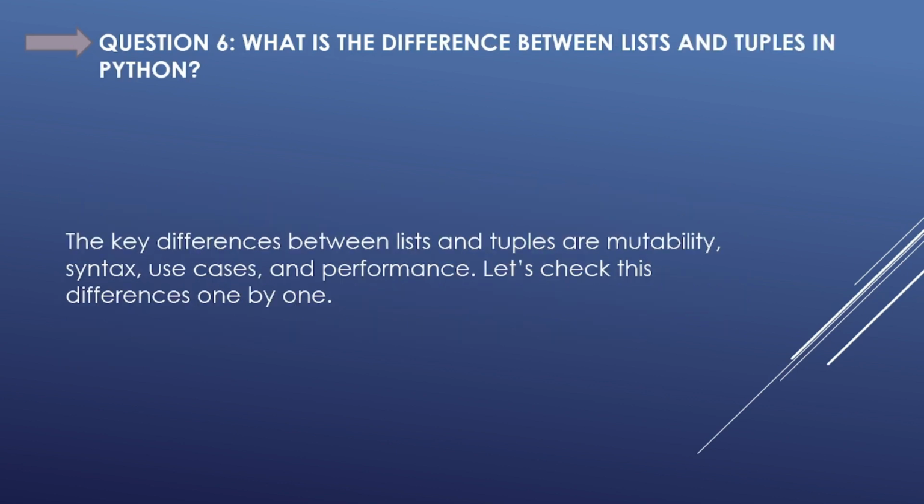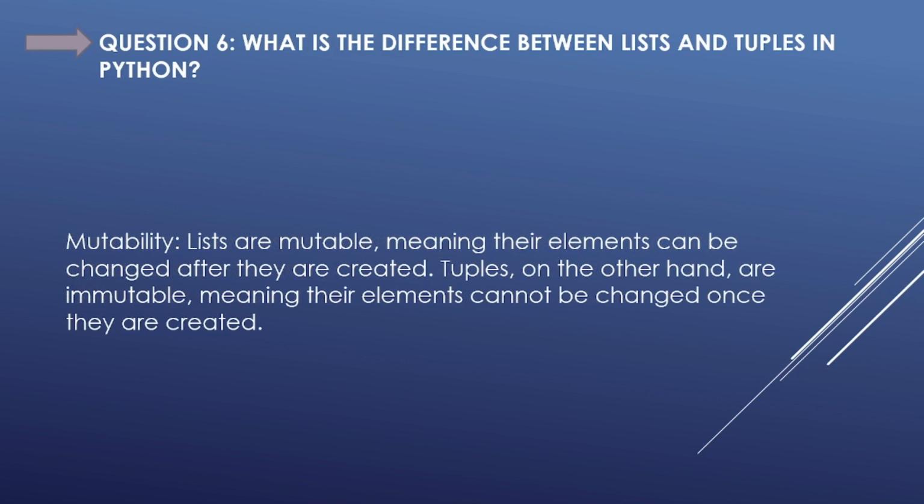Question 6. What is the difference between lists and tuples in Python? The key differences between lists and tuples are mutability, syntax, use cases, and performance. Let's check these differences one by one. Mutability. Lists are mutable, meaning their elements can be changed after they are created. Tuples, on the other hand, are immutable, meaning their elements cannot be changed once they are created.